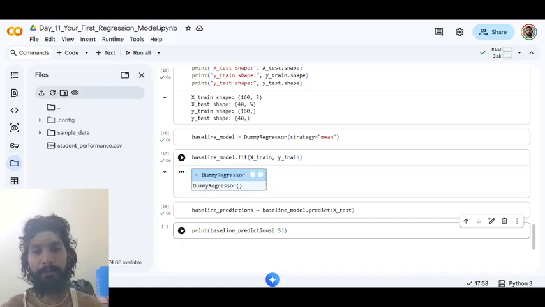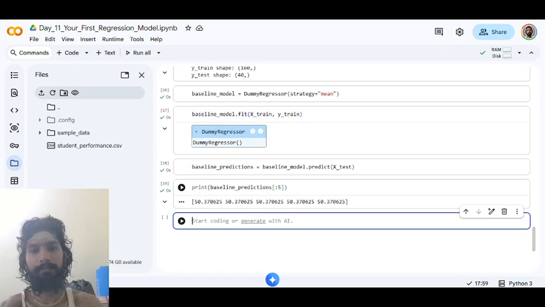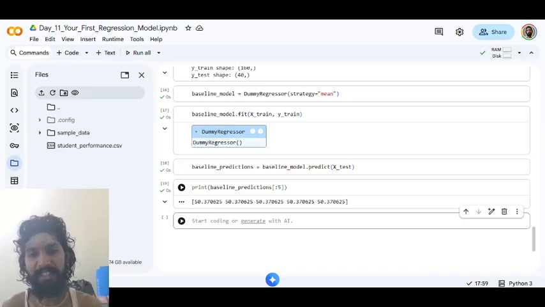Before running the cell, predict what you expect. Will the values be different for every student? No, because the baseline predicts the same training set average for every student. Run the cell. You should see the same value repeated. This baseline does not use study hours, attendance, previous score, or any other feature. It simply says, my best simple guess for every student is the average final score.